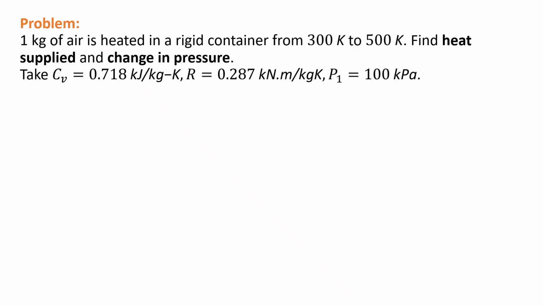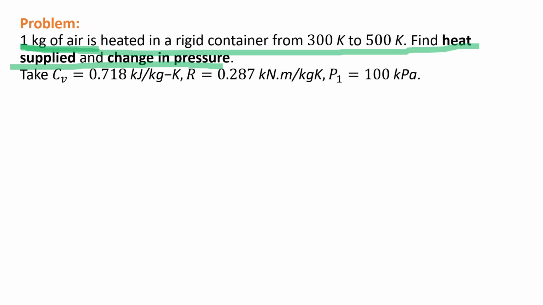Now we try to solve one simple numerical related to this process. This kind of numerical may be of 3 marks, 4 marks, up to 7 marks, so you should prepare this kind of numerical. In the data it is given that 1 kg of air is heated in a rigid container from 300 Kelvin to 500 Kelvin. Find the heat supplied and change in the pressure.